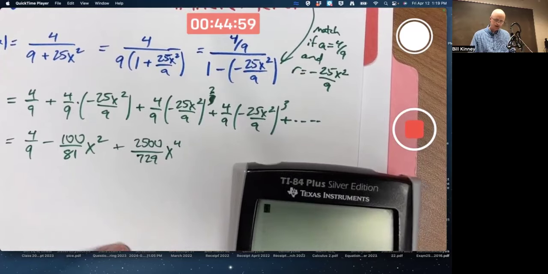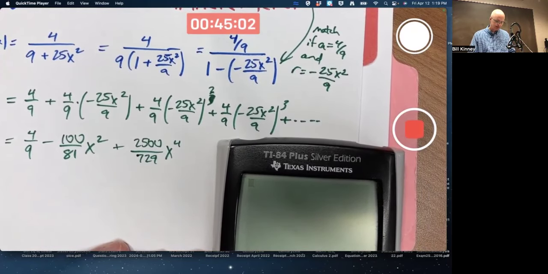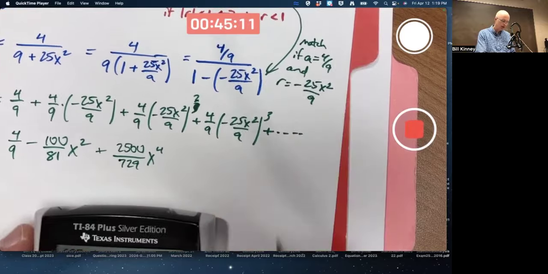Just gonna double check things here. So 625 is negative 25 squared times 4. Yep, that's 2500. 9 cubed, 729. Let's go ahead and do one more.